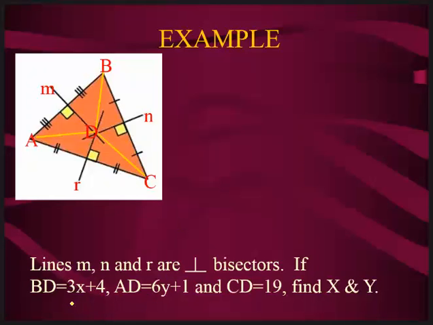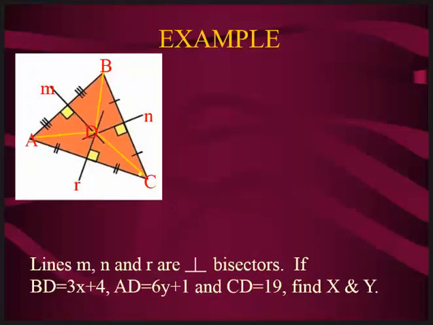Now let's see what information we were given down below. If BD, so BD right here, is 3x plus 4, AD is 6y plus 1, and CD is 19. Find x and y. Well, there's no way I can find x or y by using these two phrases that have the x and the y in it at the same time. I can't put them in the same equation and solve for either one of them. So that makes me think that I'm going to use this 19.